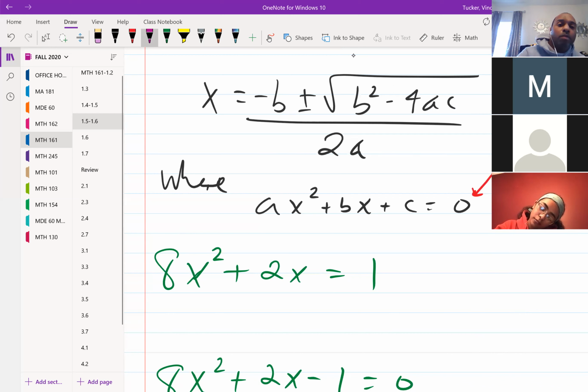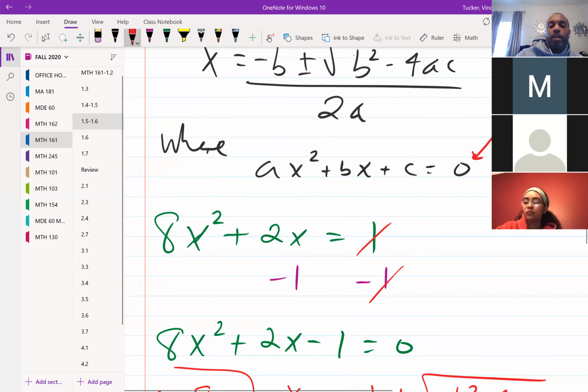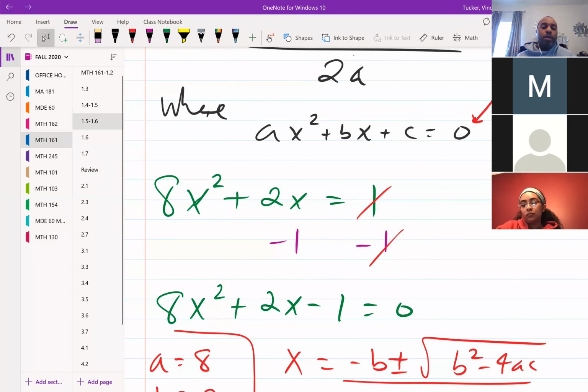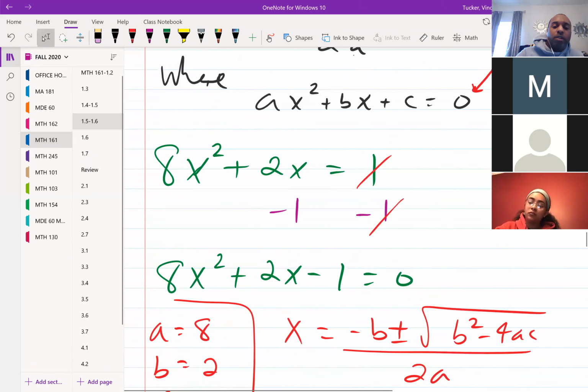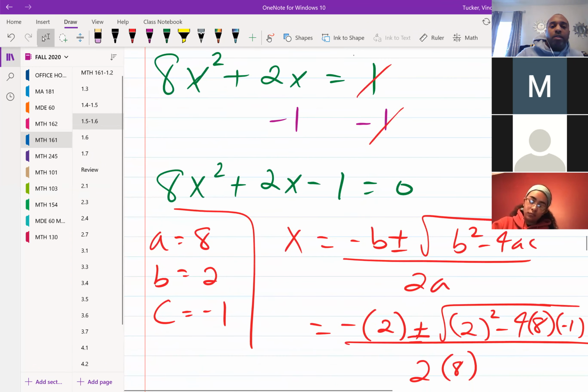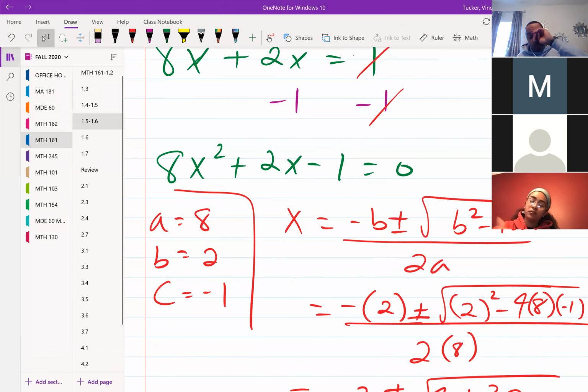So when you subtract 1, the ones cancel on the right, and that leaves us with 8x squared plus 2x minus 1 equal to 0. That allows us to see that a will be positive 8, b will be positive 2, and c will be negative 1. Those are the values we will plug into our formula. So make sure you plug in your values accordingly, and make sure you're not losing a negative when you do your substitution.